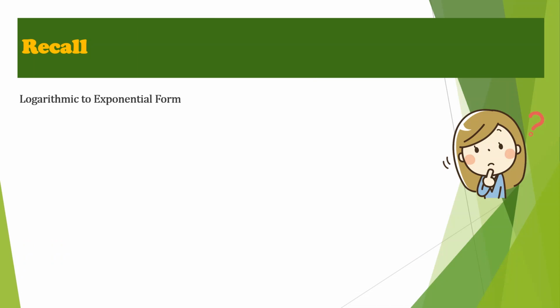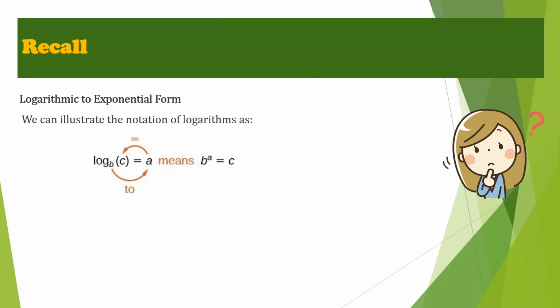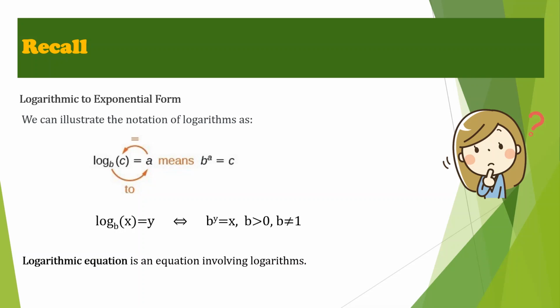Let us recall changing logarithmic to exponential form. We can illustrate the notation of logarithms as logarithm base b of c is equal to a. This means that b raised to a is equal to c. Another, logarithm base b of x is equal to y. This is equivalent to b raised to y is equal to x, where b should be greater than 0 and b should not be equal to 1. A logarithmic equation is an equation involving logarithms.